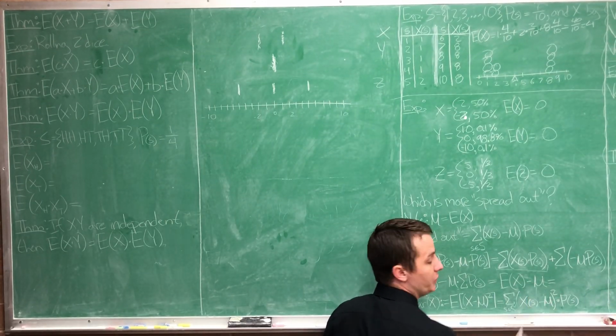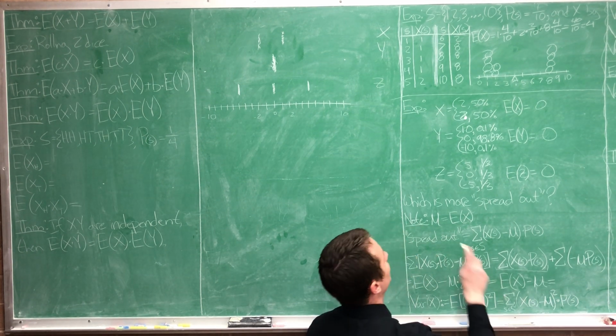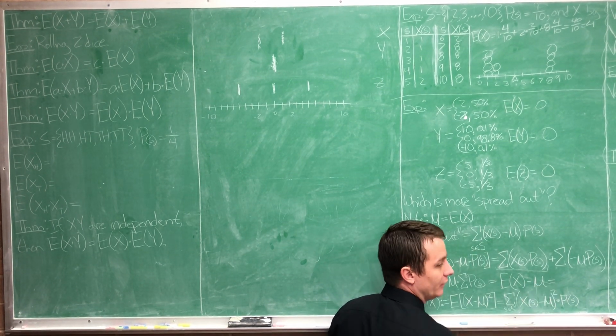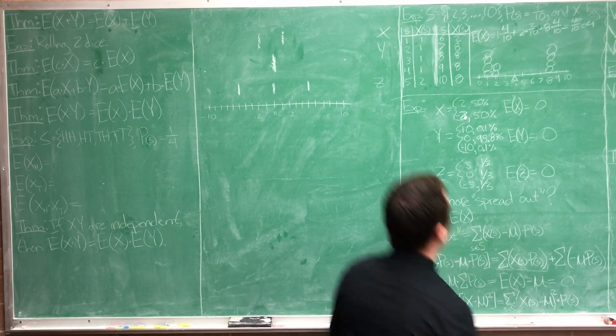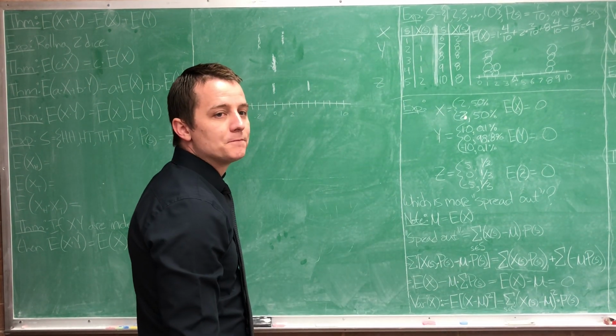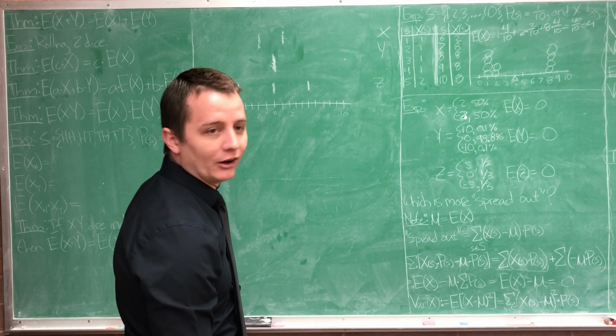What is e of x minus mu? Mu is shorthand for e of x. What's e of x minus e of x? 0. So if we try to use this notion of spread outness, we'll always get 0. So why are we learning about something that always gives us 0?